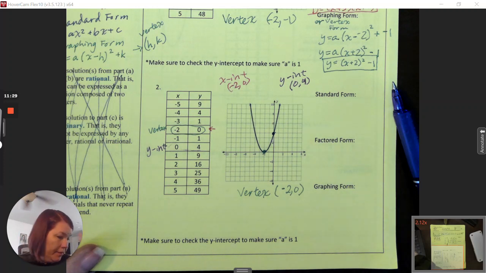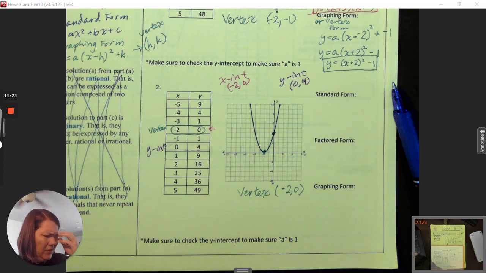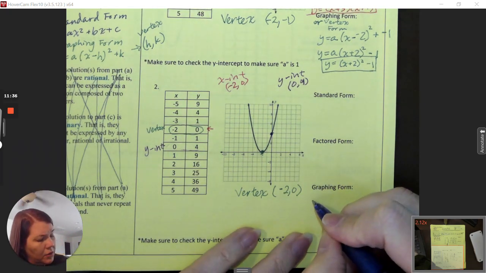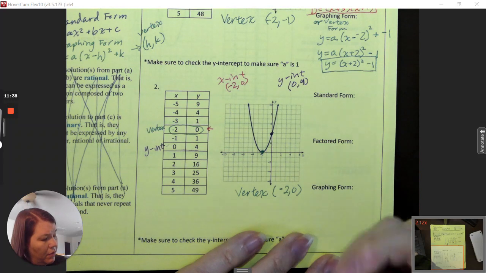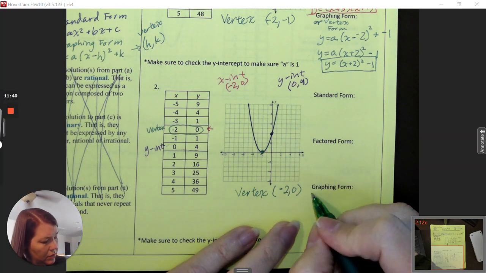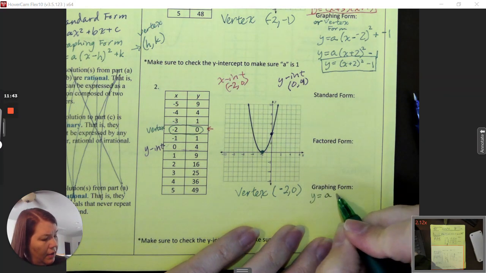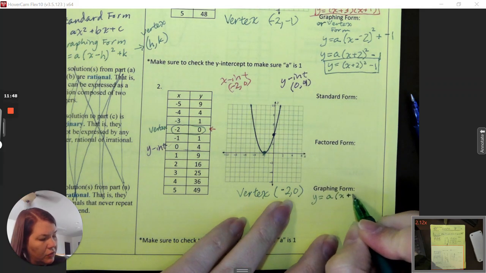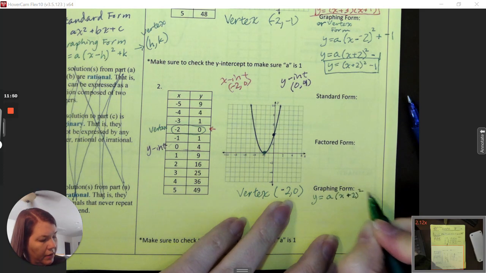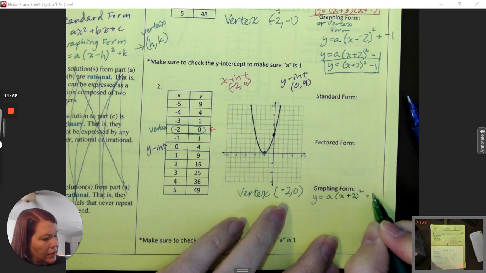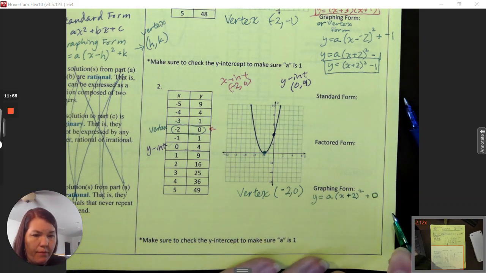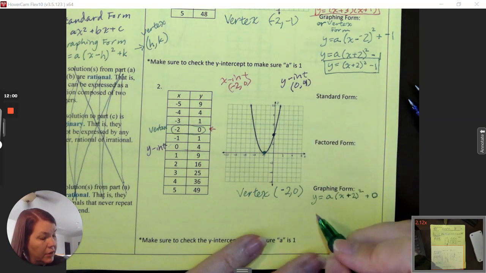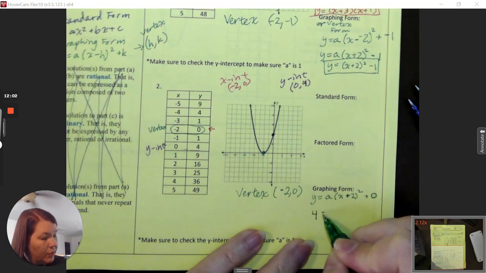Okay, so let's do vertex for our new form, graphing form first. So we have for graphing form, y equals a parentheses x minus the x coordinate, which is a negative number, so I'm going to write +2, squared, plus 0, the y coordinate. I'm going to check to see what a is by plugging in my y-intercept. So I know I'm supposed to get, when I plug in 0, I'm supposed to get 4.